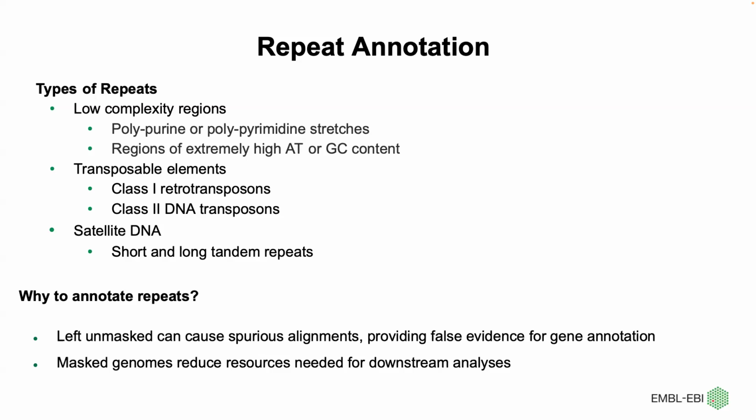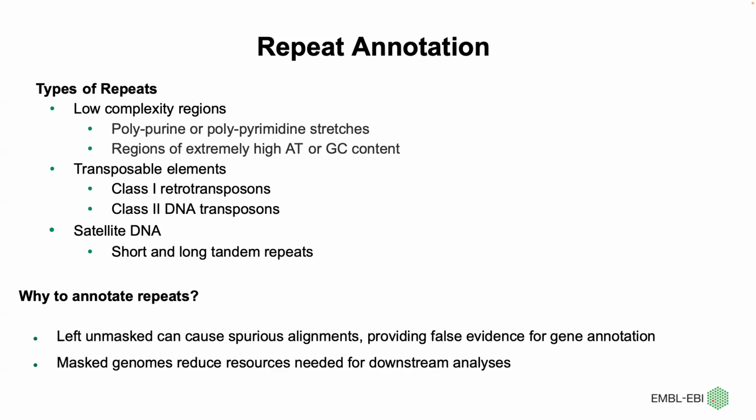So why is it important to find and mask repeats? Because if these repeats are left unmasked, these regions can cause spurious alignments, providing false evidence for gene annotations. And if the genome is unmasked, it also requires a lot of computational resources to process the genome. So it's always advised to do repeat annotation before you do the genome annotation.